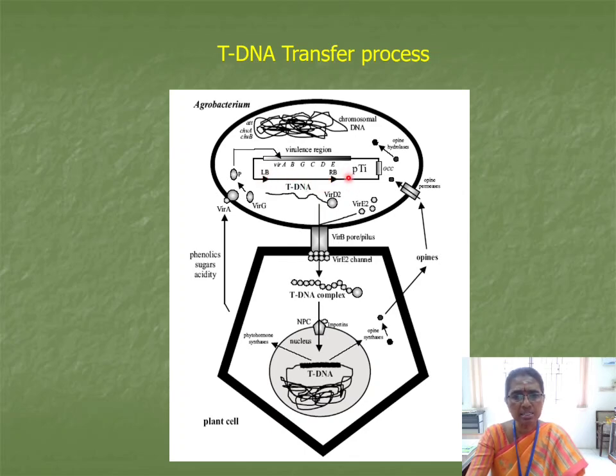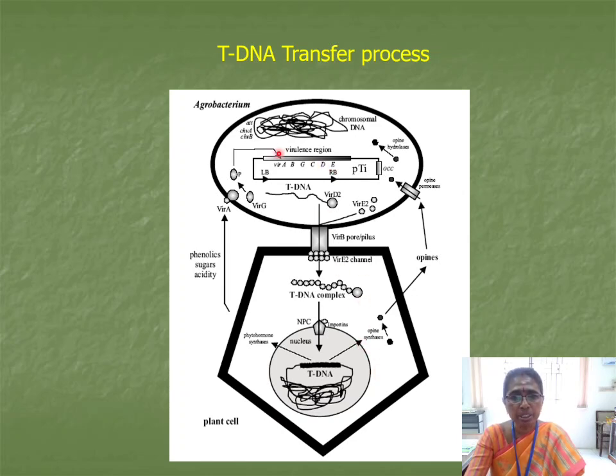So in this tDNA region, we can insert our gene of interest so that while transferring tDNA from the agrobacterium into the plant cells, our gene of interest will also get transferred into the plant cells and integrated into the plant nuclear genome. So we are going to see in detail how this transfer takes place from the agrobacterium into the plant cells. Each gene has a separate role in the agrobacterium as well as in the plant cells.